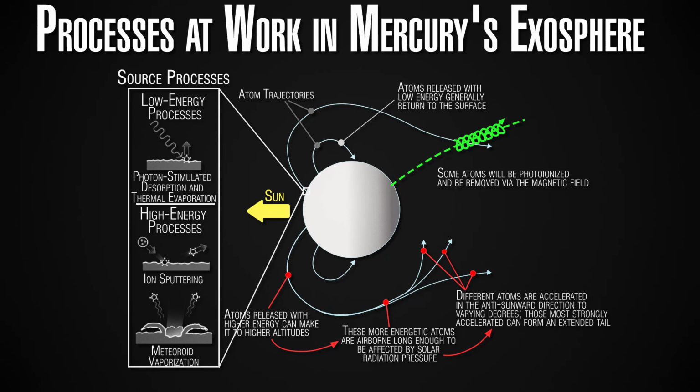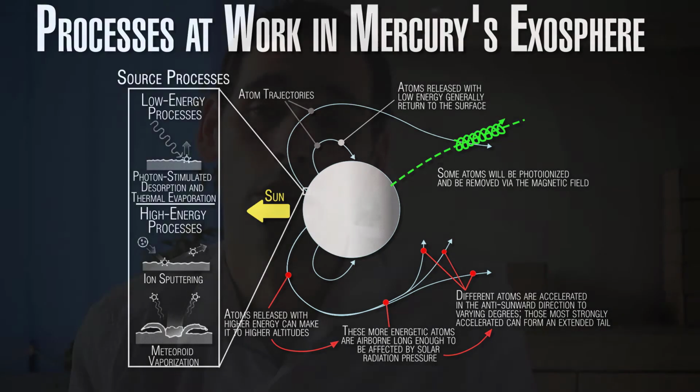And particles which exist in the atmosphere for a long time feel that push over a longer period of time, and it distorts the atmosphere into a tail. So that lunar sodium tail is reflecting this distortion, and that sodium tail is much more pronounced at Mercury because the sunlight is much stronger there.